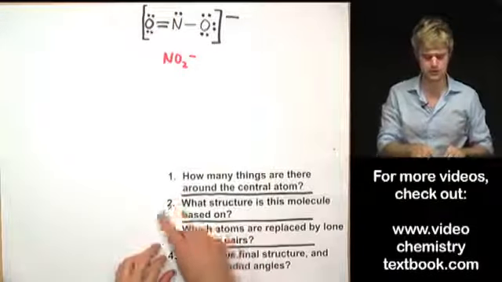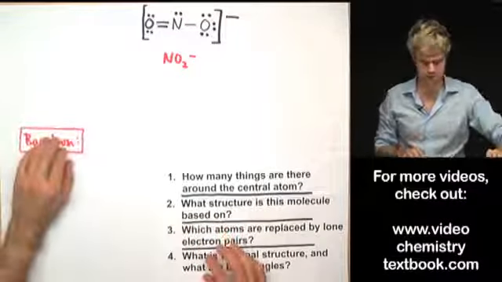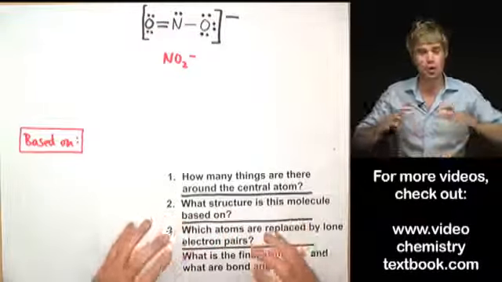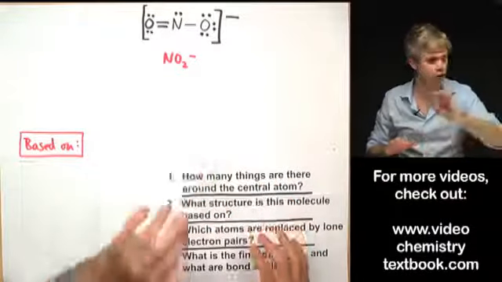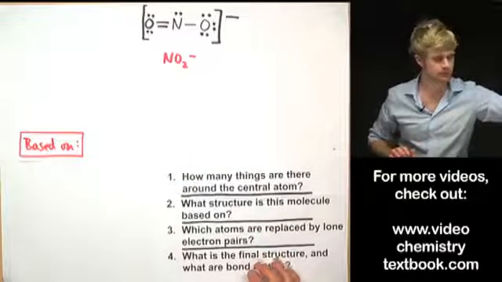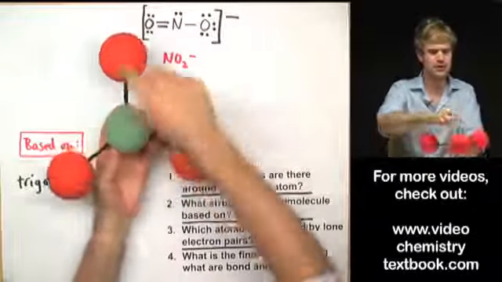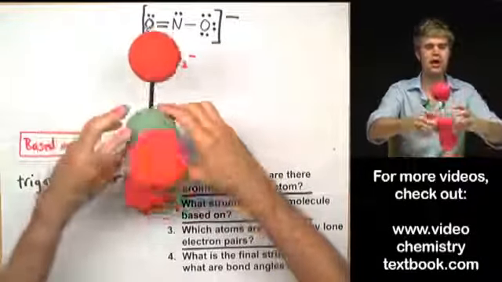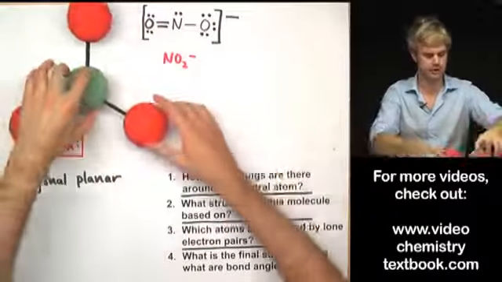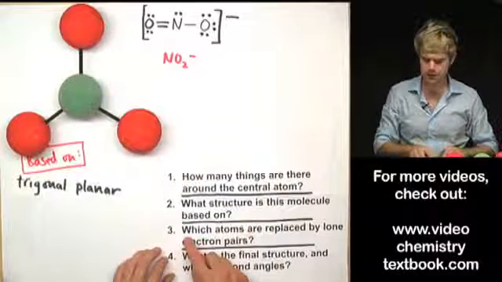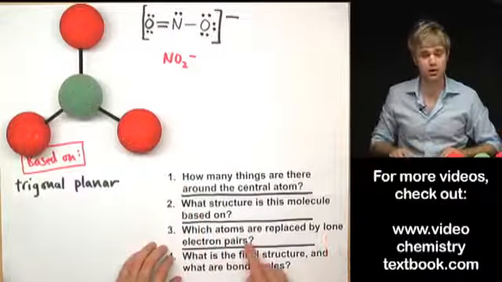3 total things. So now that we know we have 3 total things, we ask, what structure is this molecule based on? In other words, what structure would have 3 things around a central atom and all of them would be other atoms? That would be this shape, which is the trigonal planar shape. It's 3 atoms around a central atom, and all of them are lined up in this plane, which is why we call it trigonal planar. Okay. Now on to number 3. Which atoms from this structure are replaced by lone electron pairs?